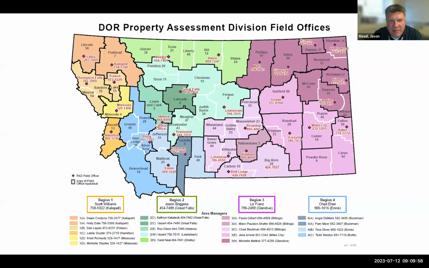So Bryce Kotz might be the best one to answer that. Bryce, you want to unmute? Yeah, absolutely. So the property tax rebate is up to $675, and it would be based upon the amount of property taxes you actually paid in tax year 2022. So if your tax bill on your primary residence was $2,000, you would be eligible for the maximum $675 rebate.